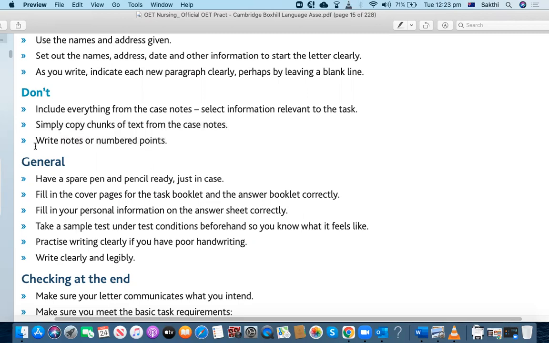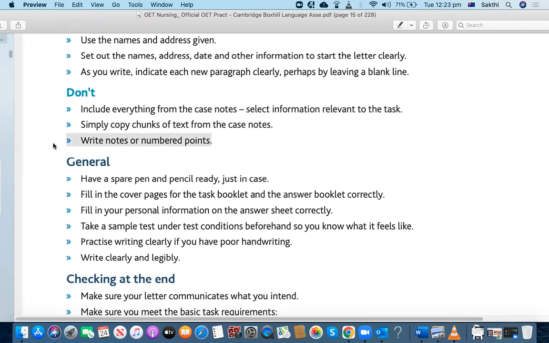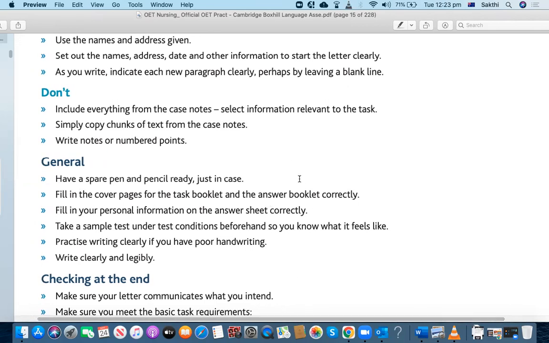Do not write notes or numbered points. One of the common mistakes everyone commits is, for example, writing 3-5 glasses of wine. That hyphen, the dash in between them, is not good. You should never do that, and this is exactly what is mentioned here. You should not write the notes form, the abbreviations, or the numbers with hyphens in between. You have to always expand it.